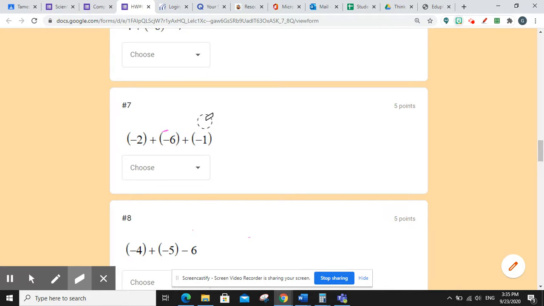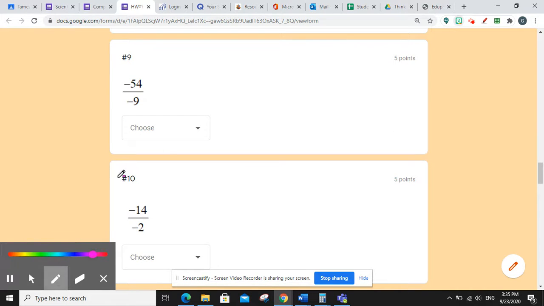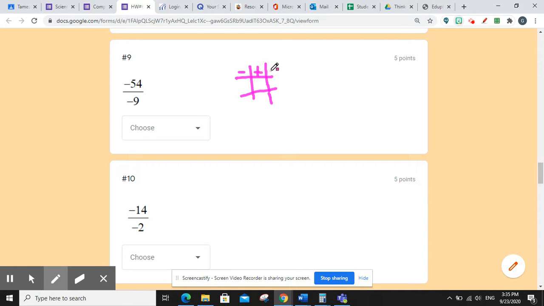I already went over a few of these, so I hope you're writing down the answers and following along with me. Now we go to some division. If I do the tic-tac-toe, a negative and a positive give me a negative. A positive and a negative give me a negative. A negative and a negative give me a positive. Okay, this is a negative.